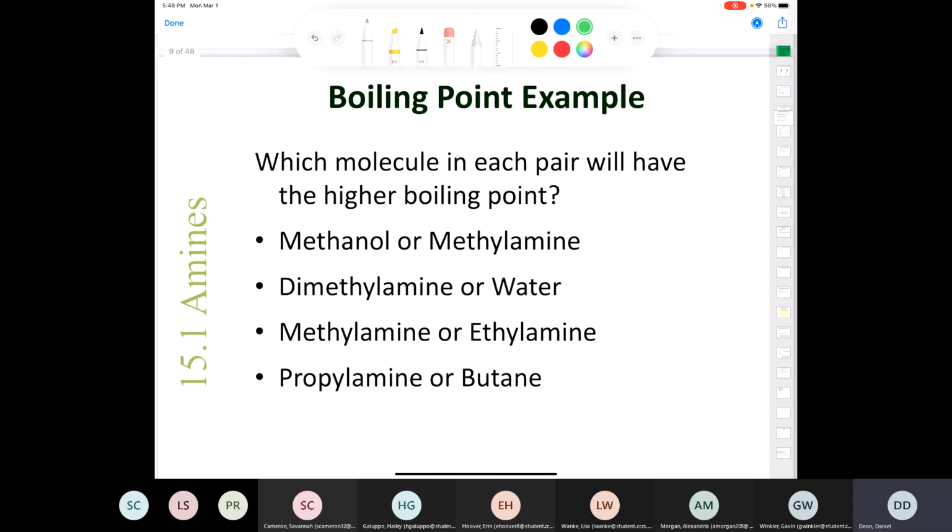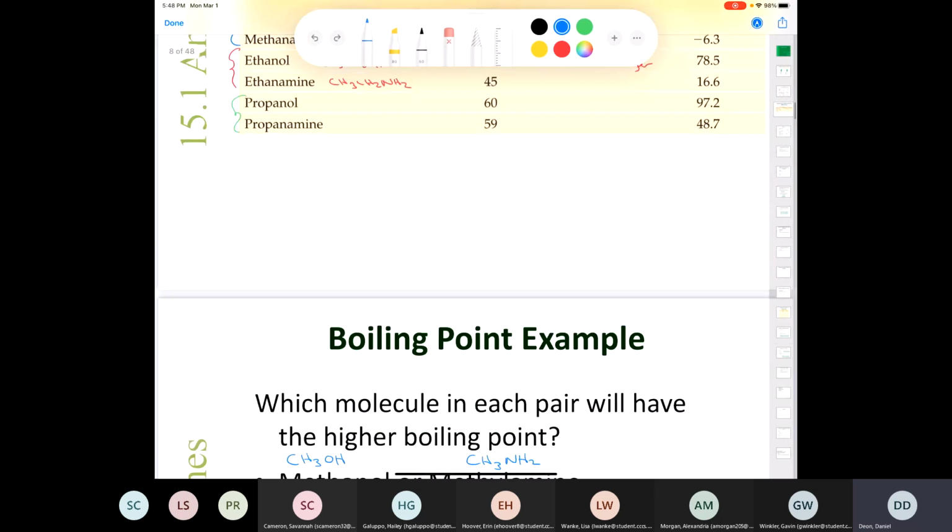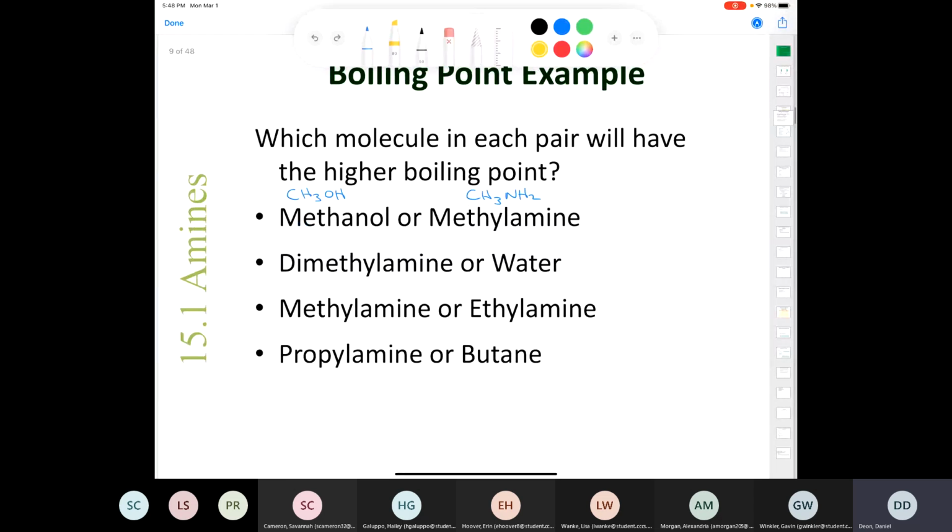All right, if we compare these molecules, the question will just ask which one will have a higher boiling point. Now, we haven't covered the nomenclature of amines yet, but I'll help you out. Methanol is just this. Everybody knows the structure of methanol. And if I compare it to methylamine, well, if we go back, you can see that those were on this slide right here. Methanamine is the same thing as methylamine. And so methanol is going to have a higher boiling point because of the stronger hydrogen bonds.